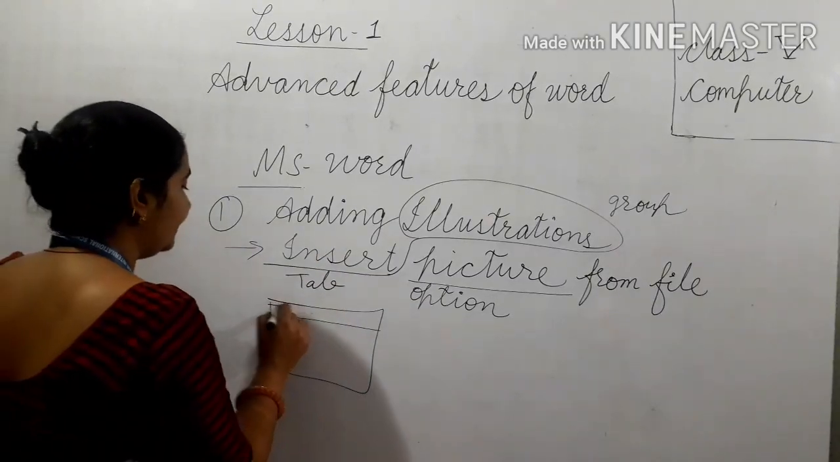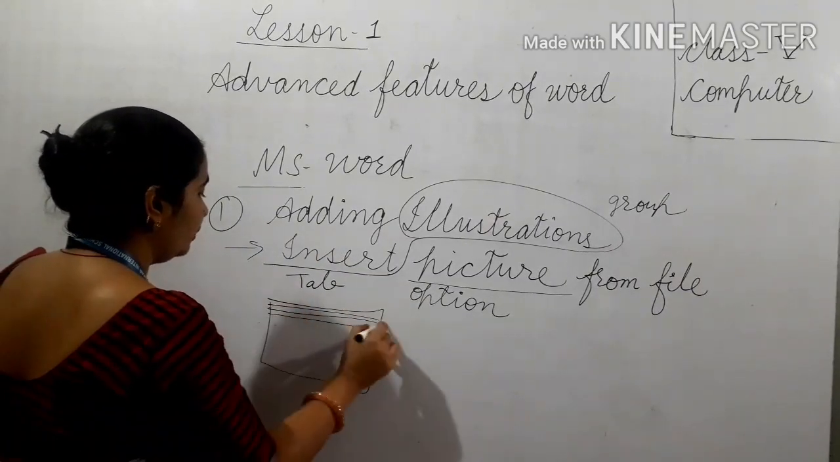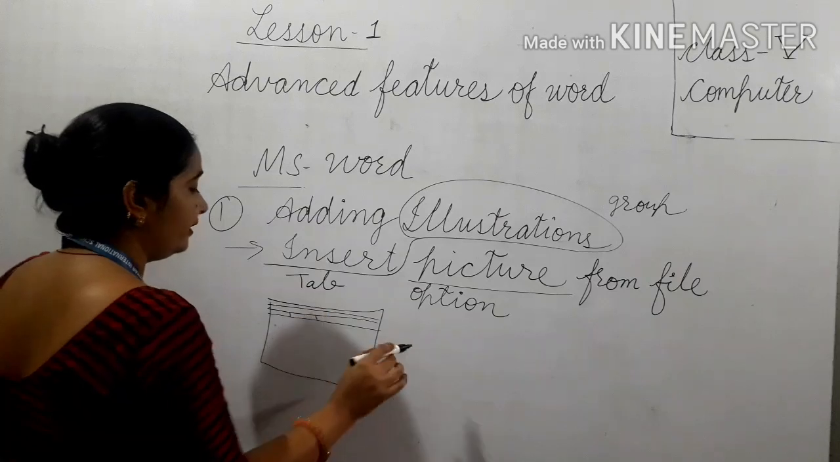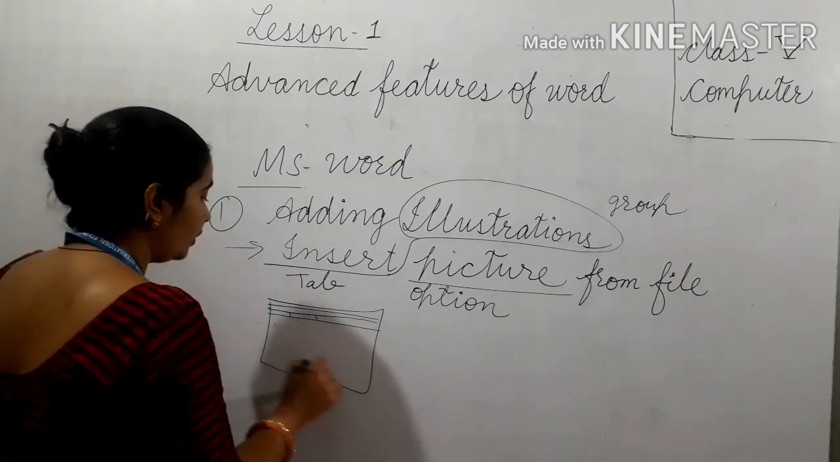Okay, here you will get the menu bar and groups and illustrations and tabs and different things. Now this is our document area.